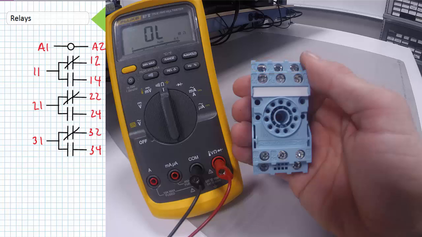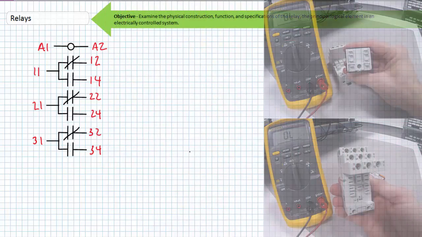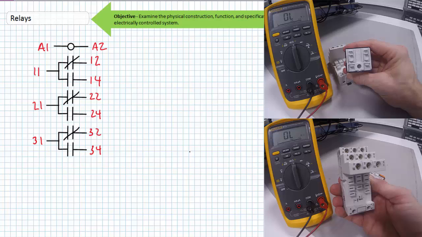Note the dual numbering scheme is thankfully printed on the outside of the base. Additionally, tab-based ice cube relays exist. This is an 8-tab relay with an 11-tab base.